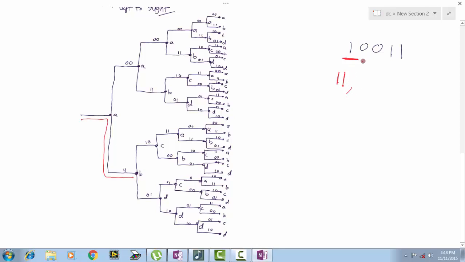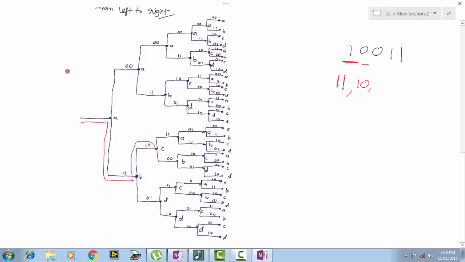Next, the second bit is 0. So at this bifurcation point, that means at state B, because the bit is 0 we have to take the upper branch, and we will arrive here. Because the input is 0 we have taken the upper branch, and what is the corresponding output here? 1 0. So let me zoom this a little bit.